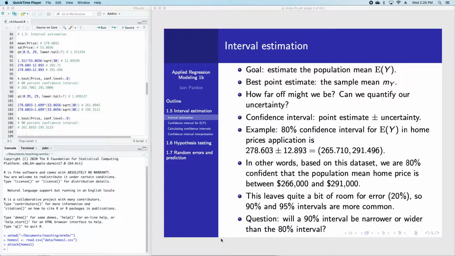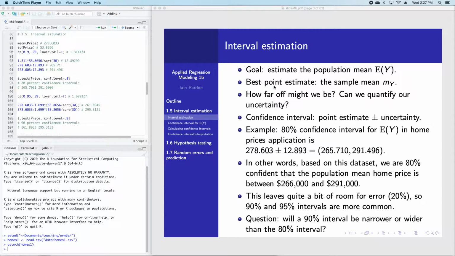In the last few videos, I've been building up intuition about sampling distributions, and the payoff is going to be in today's video where I talk about interval estimation, in particular calculating confidence intervals. So we're thinking about estimating the population mean, E of y, for a particular variable, such as home prices. We have a sample, and so we can calculate a sample mean, m of y, and we're going to use that as our best point estimate of the population mean. And the word point here simply means that it's a single number that we're using to estimate our population mean.